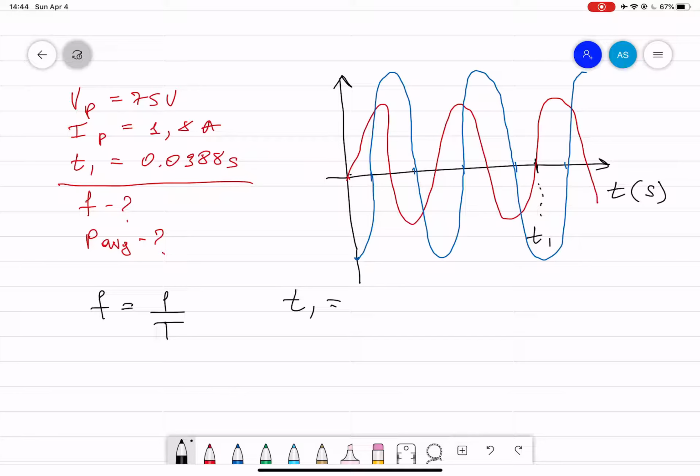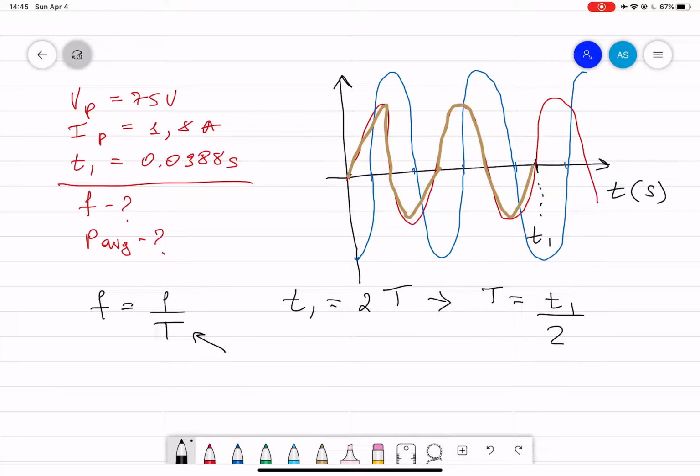So from here up to here is 1 period. And then from here to here is 2 periods, right? So that means we can say that T1 is equal to 2 periods. And from here we have to find the period. So the period will be T1 over 2. Now if you plug in the numbers, you will find the period. Once you find the period, then you have to plug it in here in order to find the frequency.